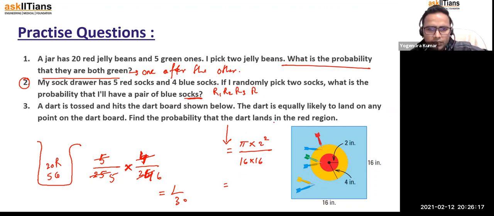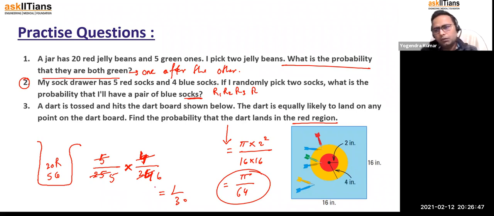A dart is tossed and hits the dart board shown below. The dart is equally likely to land on any point on the dartboard. Find the probability that the dart lands in the red region. So it should be pi divided by 4 fours are 64. We need to give this as the answer. I hope you're getting it. This is what we need to do.